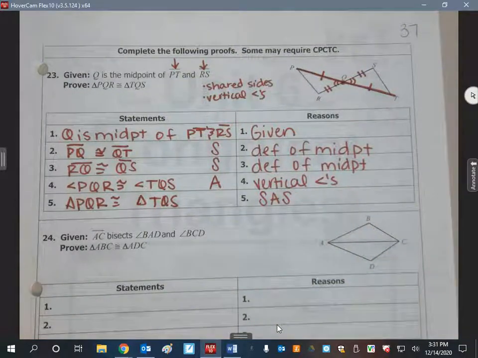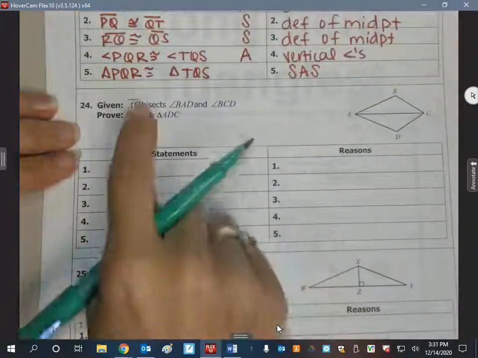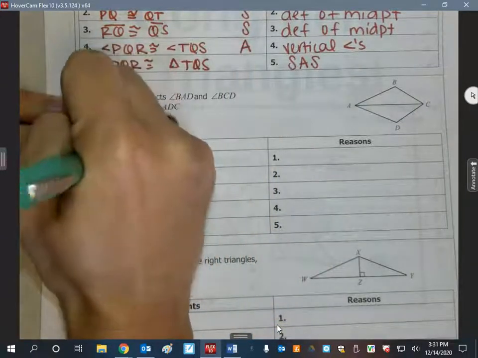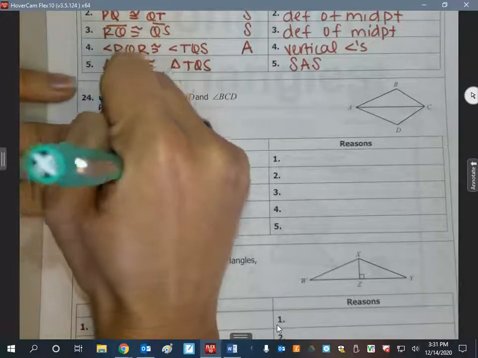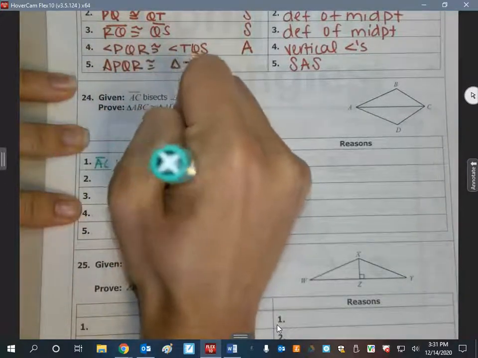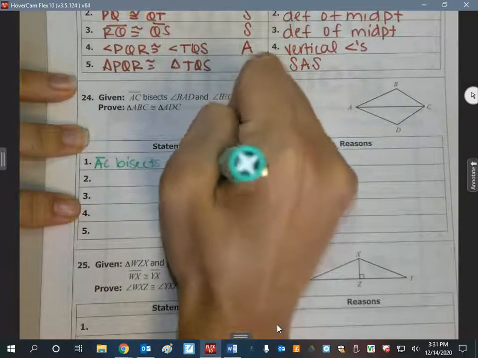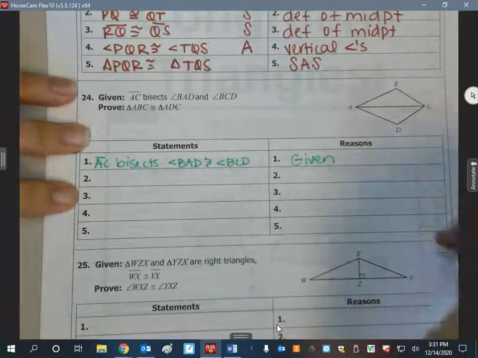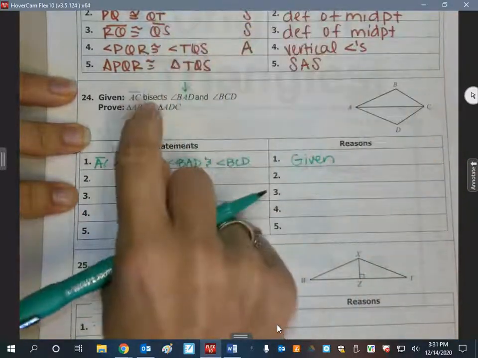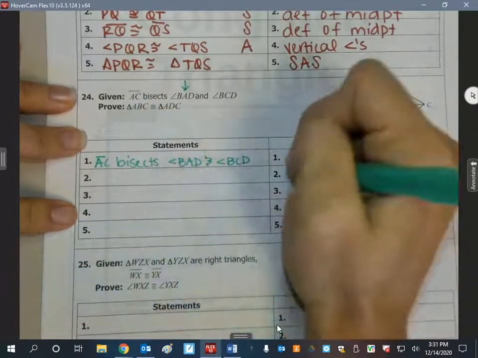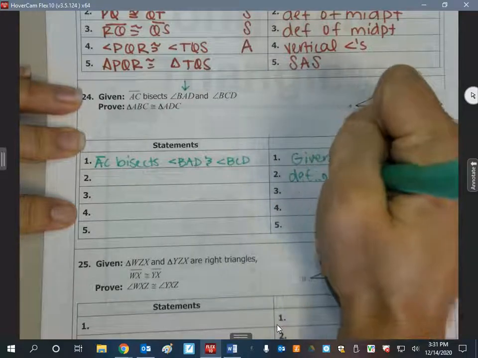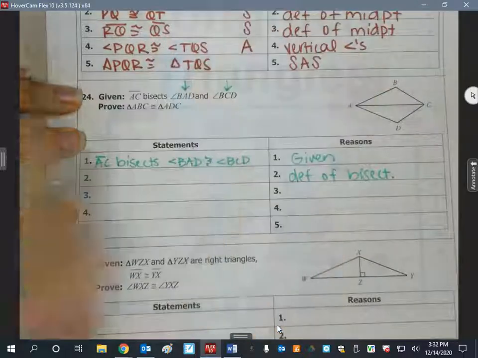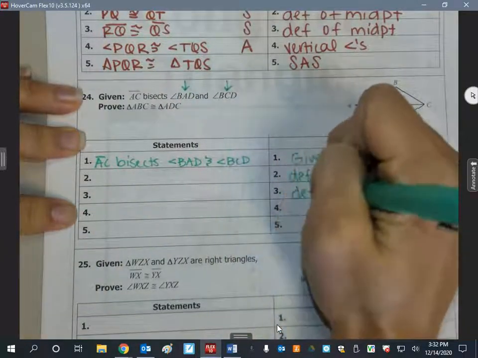All right, number 24. AC bisects angle BAD and angle BCD. That's our given. AC bisects angle BAD and angle BCD, and that is given information. So we're going to deal with the first one first. When you see that word bisect, the very next reason should be definition of bisect. Since this bisects two things, we should have two definitions of bisect.